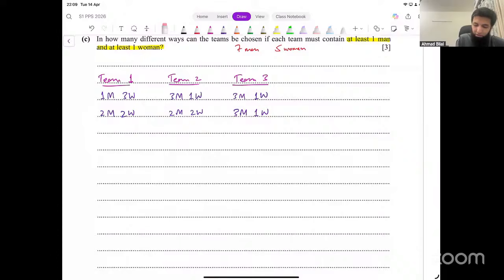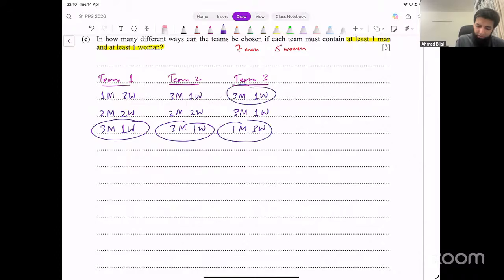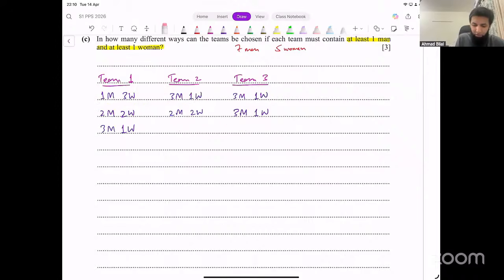So this is the only unique case that we're getting with two men and two women. If we have three men and one woman, we could have three men and one woman here, and one man and three women here. That is also already there. Three men, one woman, three men, one woman, one man, three women. Basically, it turns out we only have these two unique cases.